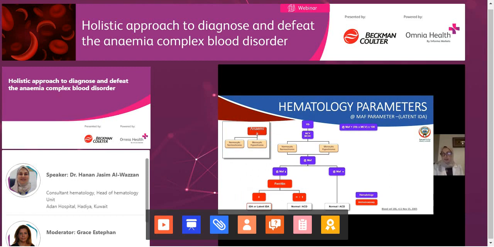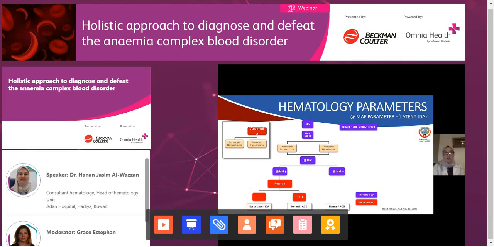So many patients have latent iron deficiency, and it is an unrecognized problem, and the prevalence of latent iron deficiency in females of gestational age is about 15%. And this will not affect the hemoglobin, may affect the MCV, but MCV can be normal.